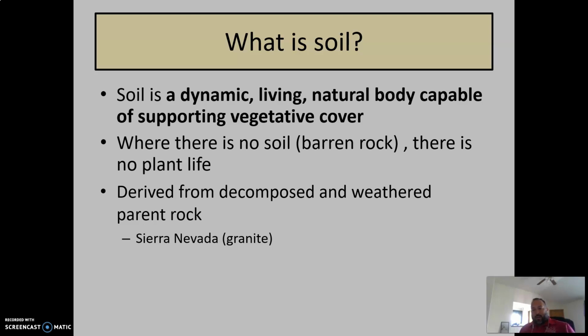So, how else can we talk about soil? Soil is a dynamic, living, natural body capable of supporting vegetative cover. So, when we're thinking about soil, we're thinking about the idea that that's where everything grows. It's the ground upon which we grow everything. And in terms of what we talked about earlier with ecological principles and the idea of producers and consumers, we don't have producers and consumers without the soil. And so where there's no soil, there is no plant life. And we kind of talked about that with the idea of primary succession.